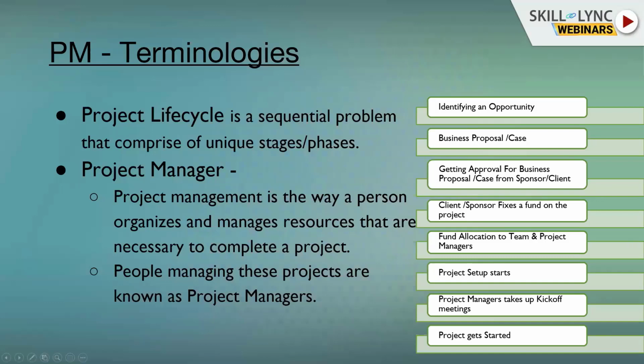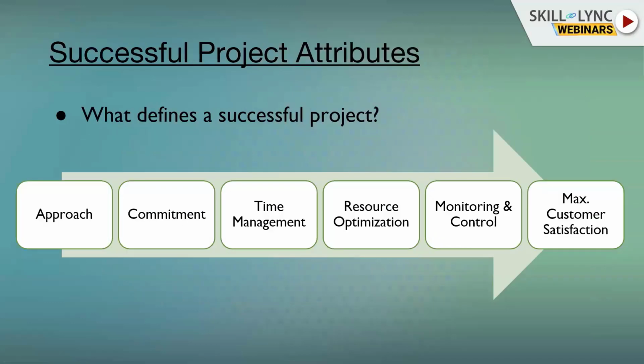Going ahead, what are the successful project attributes? If I talk about successful project attributes, there are various things which you can see in the slides also. For a successful project, there must be an approach. And how should that approach be? That approach should be planned and organized. We should have a planned and organized approach towards achievement of that goal, or towards delivery of that product or deliverable.